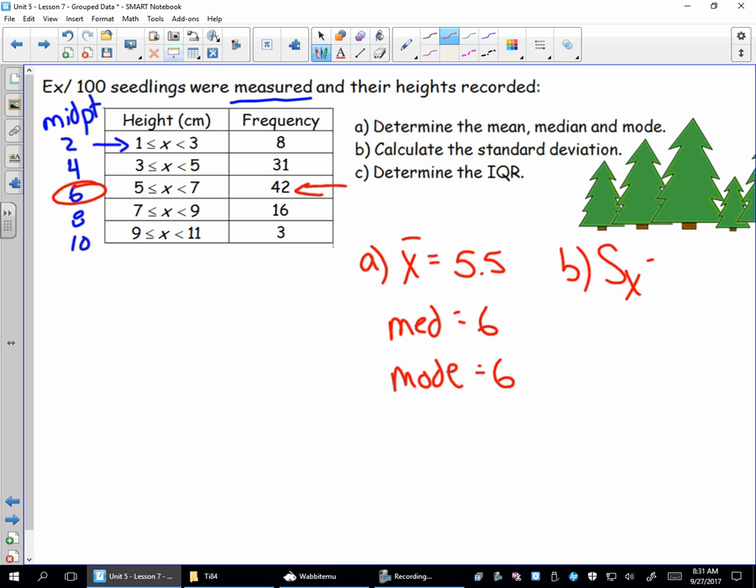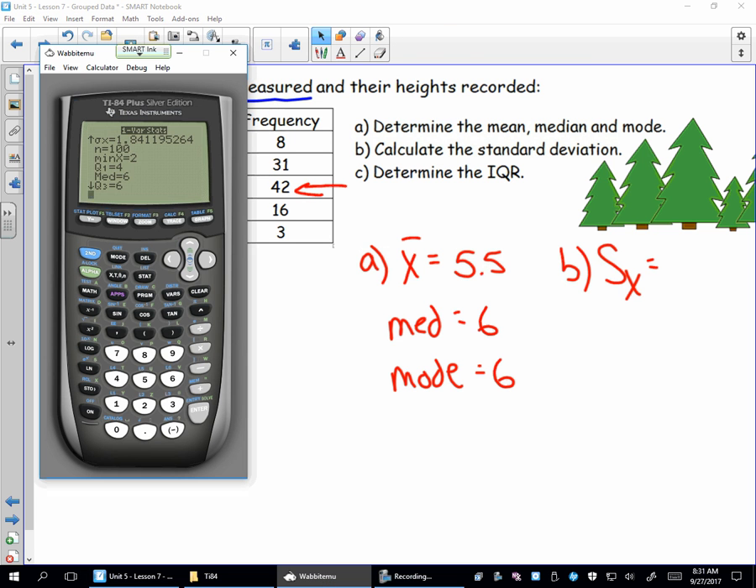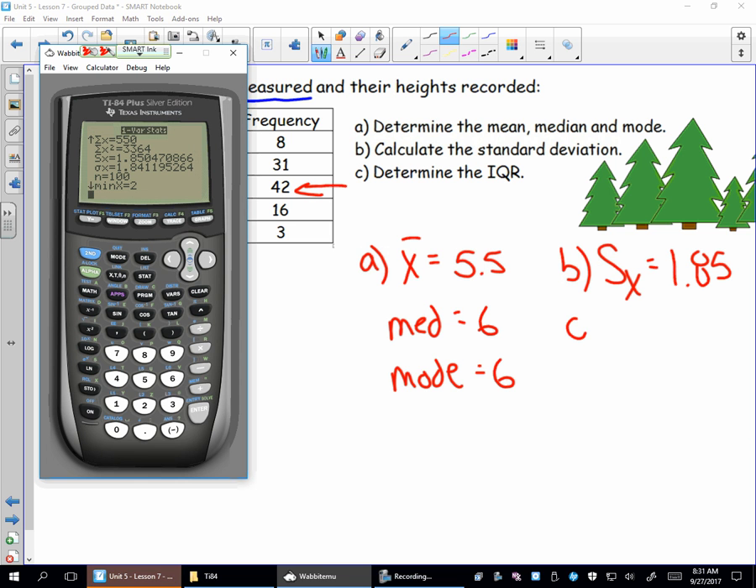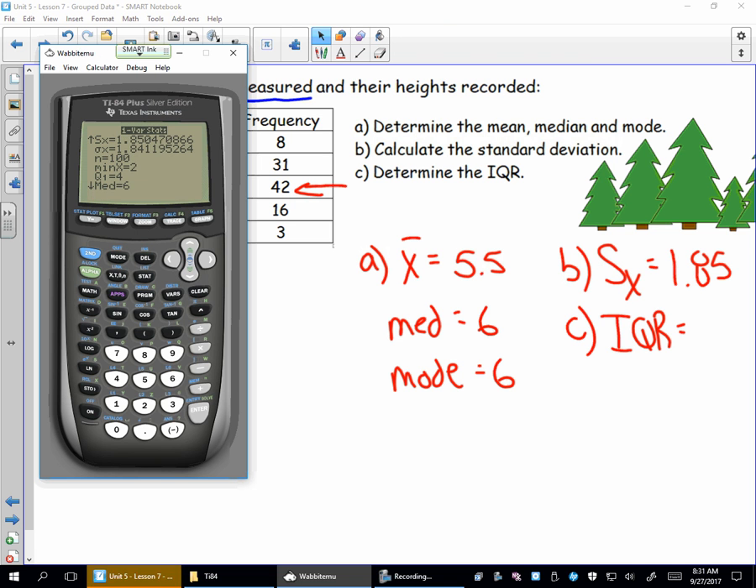My standard deviation, back to the calculator we go. I'll go back up. We're using Sx, so 1.85. Okay, and my IQR, back down again. We need Q3 and Q1. So we've got 6 minus 4 and an IQR of 2.